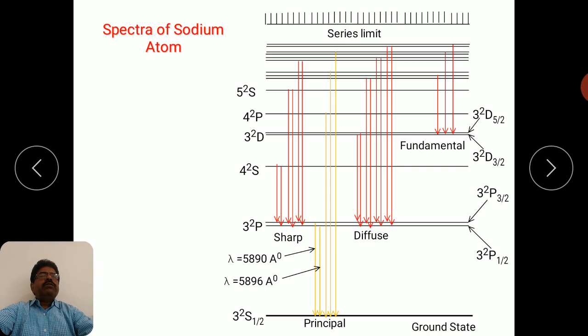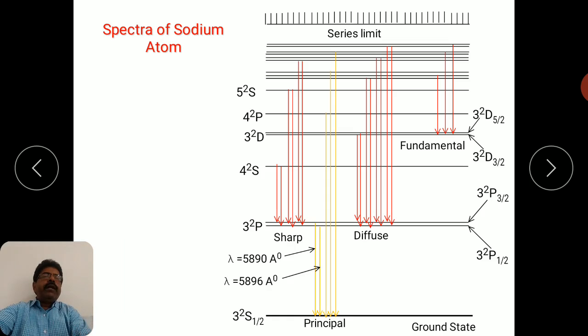So let us now study the spectra of sodium. You can see the last state here, the ground state. It is represented by 3 doublet S half: 3 for the principal quantum number, doublet represents the multiplicity, and S half. That is the spectral term representing the ground state, the 3s1 electron.